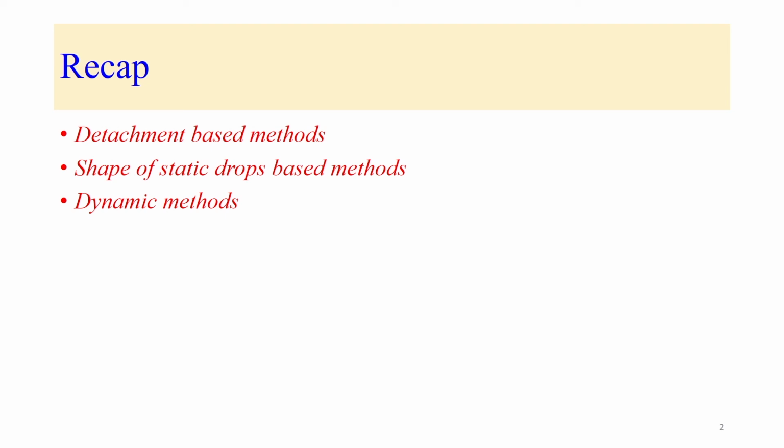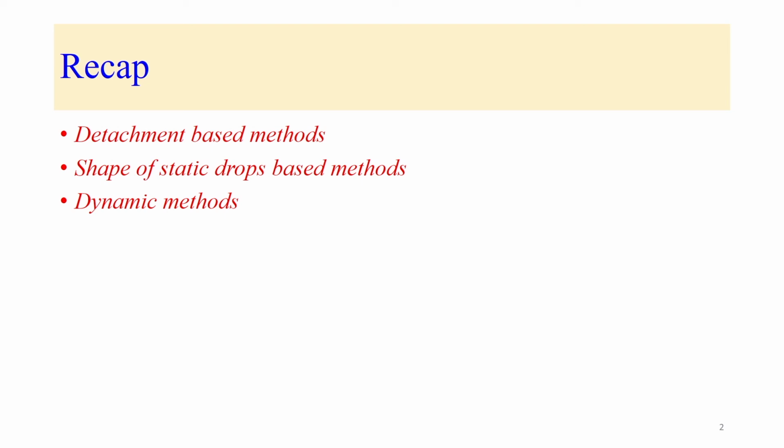These methods were classified into three categories: detachment based method, shape of static drop based method, and the dynamic based method. In the detachment based method we discussed how we want to form a special drop, or you can say the drop volume method. Then you want to detach a ring from the top of the surface, that is the ring method, or you want to detach a plate, that is the plate method.